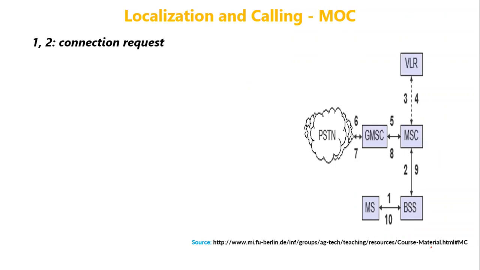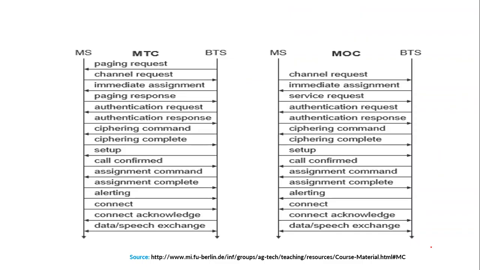At first, BTS is sending the paging request to the mobile station. Then if this is the mobile station with which we are trying to communicate, that mobile station will request a channel. Channel means frequency, at what frequency they want to communicate. MS will request the channel from BTS and BTS will assign the channel.